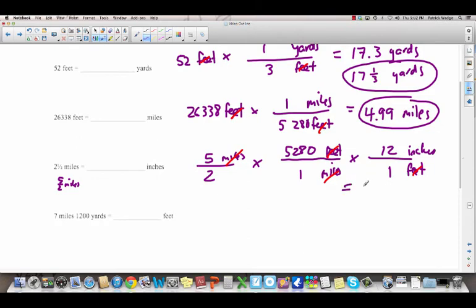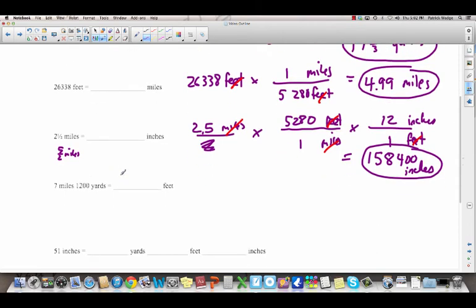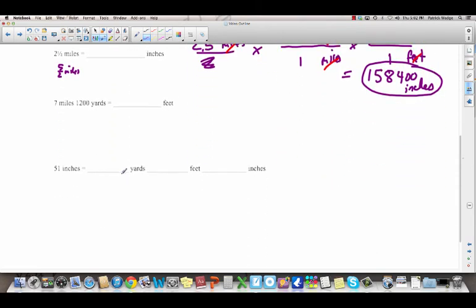Anyway, whichever way you do it, you will end up with 158,400 inches. That's a lot of inches. And yes, we could have gotten exactly the same answer if instead of putting 5 over 2, we'd put 2.5. You'd go 2.5 times 5,280 times 12, and you get the same answer. I just wanted to show you how you can deal with fractions by making them improper or top-heavy fractions like that.